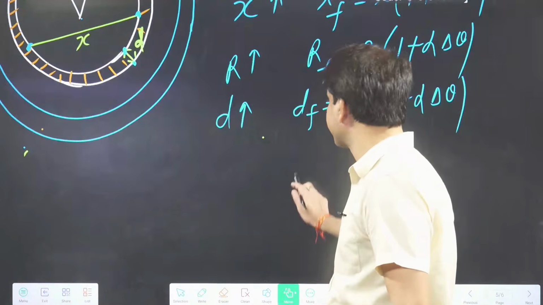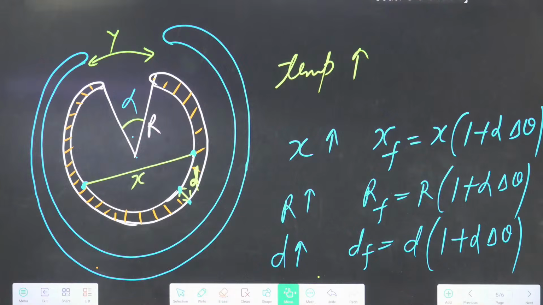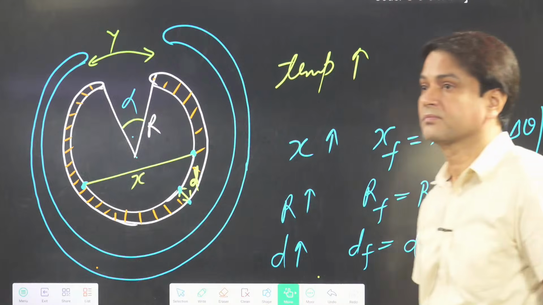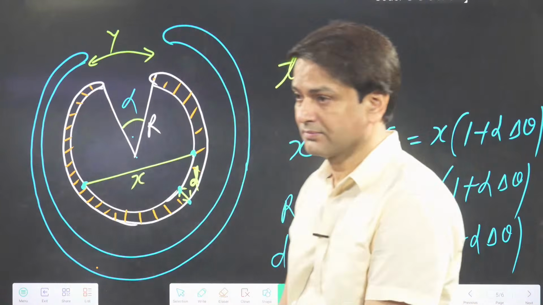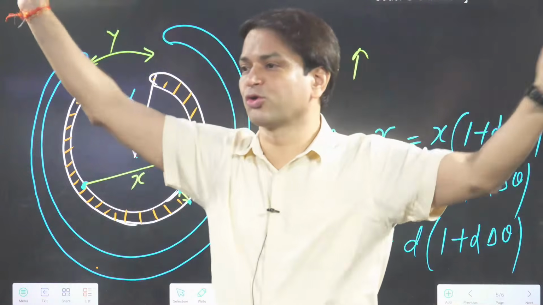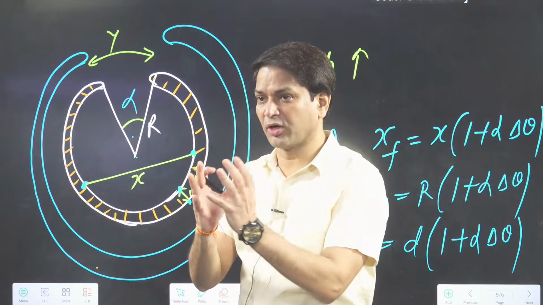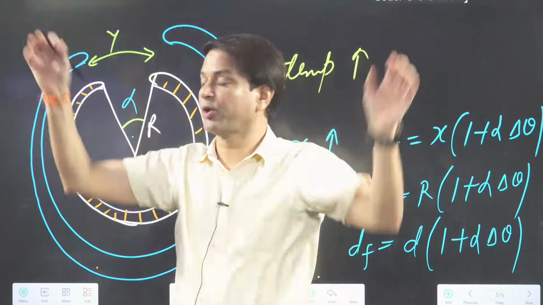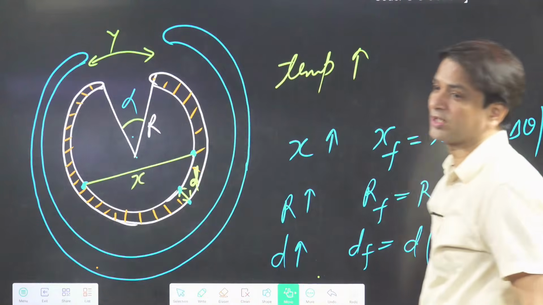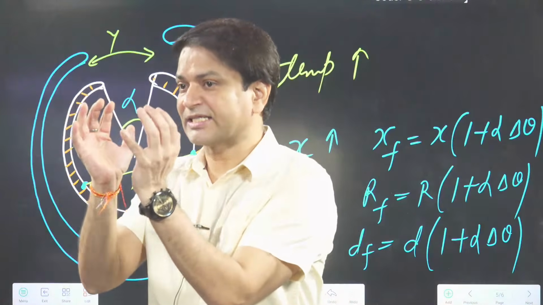Now, three I discussed. Who will say about Y? What is the effect on Y? Increases, decreases, remains same, what? What is the effect on Y? When the size increases, these two points will also go far. Y also increases, because it is becoming like this. So these points also go far from each other. It will also increase, because it is not going like this, it is expanding like this.